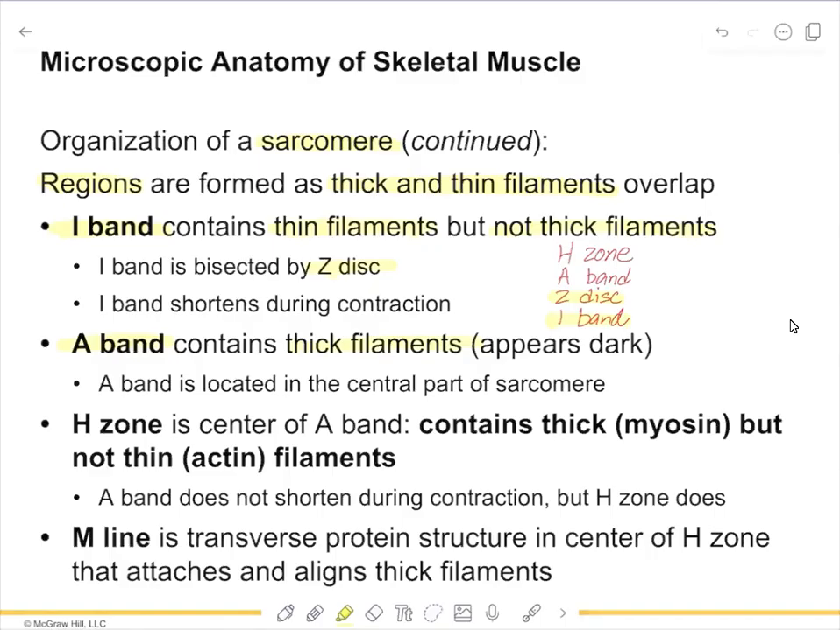So the A band is located in the central part of the sarcomere, whereas the H zone is going to be in the center of the A band. Thus, we have the second part of our mnemonic. The H zone is in the A band. So hopefully that will help you to remember that the thick myosin filaments are present in the A band, but not the thin actin filaments.